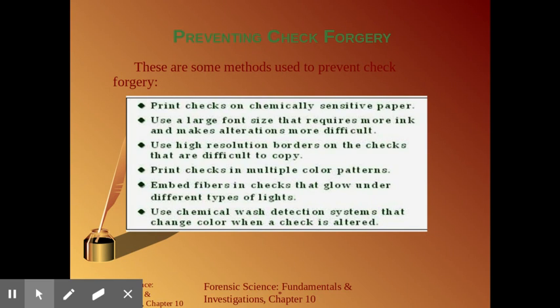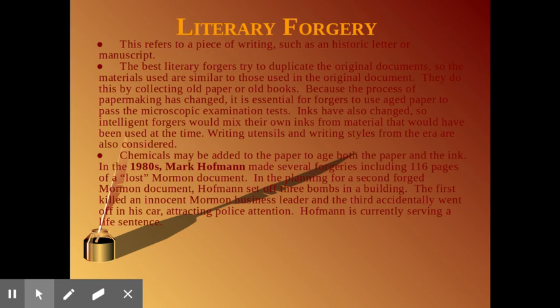Preventing check forgery. We do a lot to prevent forgery by how we make the paper. We print them on chemically sensitive paper. We use different fonts that make it difficult to recreate. We use high resolution borders, so it's difficult to just put it on a copy machine and make a copy, right? Print checks as multiple color patterns, embed fibers that glow under different types of light, and use chemical wash detection systems that can change the color when the check is altered. So let's look at some of that.